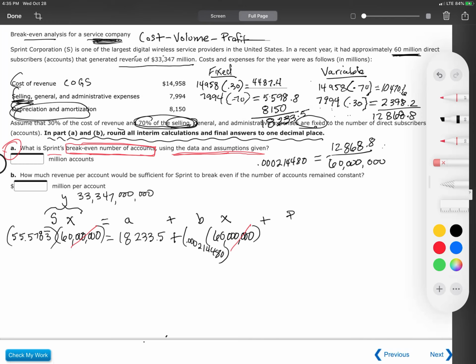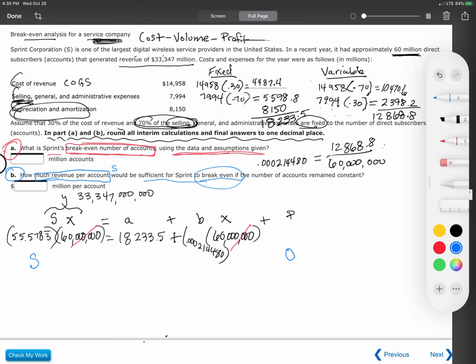Now let me change the color again, and we'll answer question B. It says, how much revenue per account? In other words, we're solving for S. How much revenue per account would be sufficient for Sprint to break even? So set profit equal to 0 and use all these numbers and calculate S.